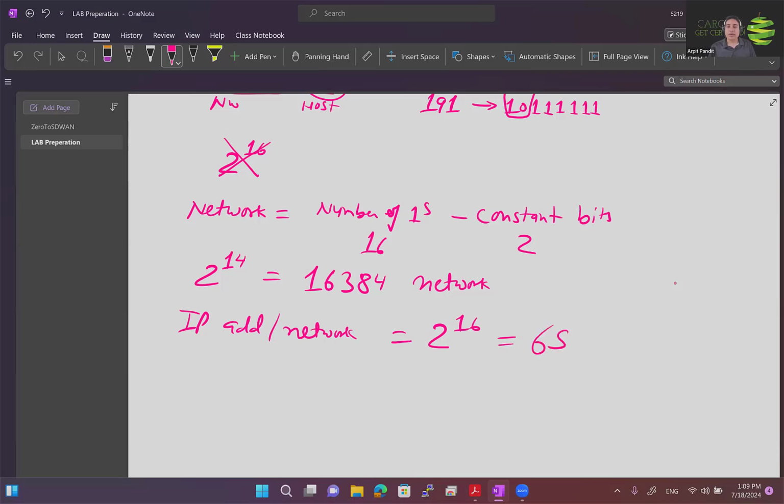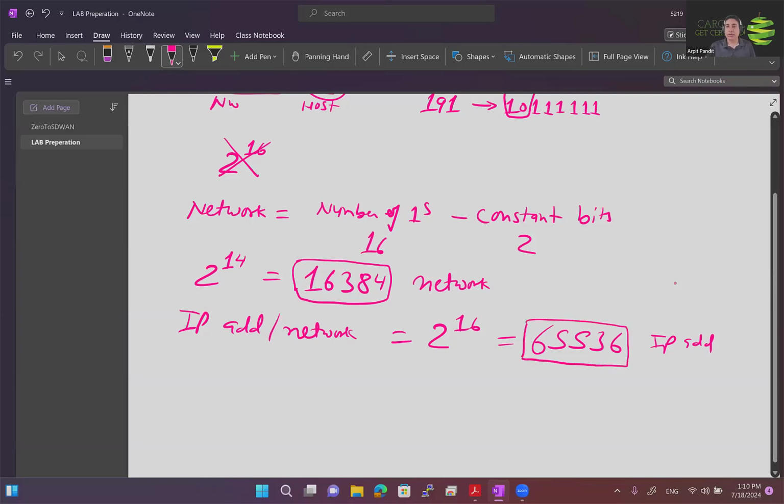That gives us 65,536. So the number of networks in Class B is 16,384, and the number of IP addresses in every one of these networks is 65,536. That's the answer for the first question.